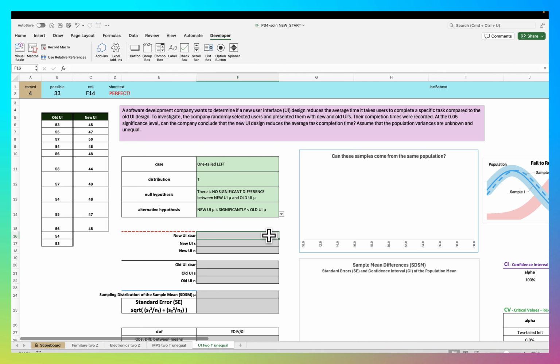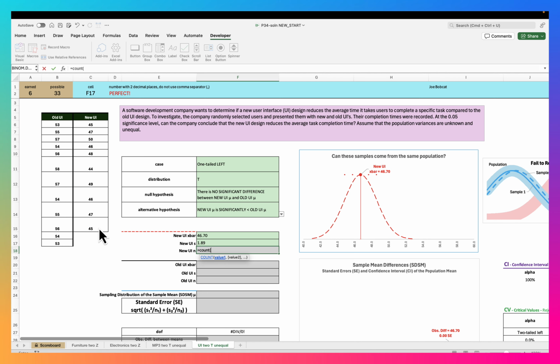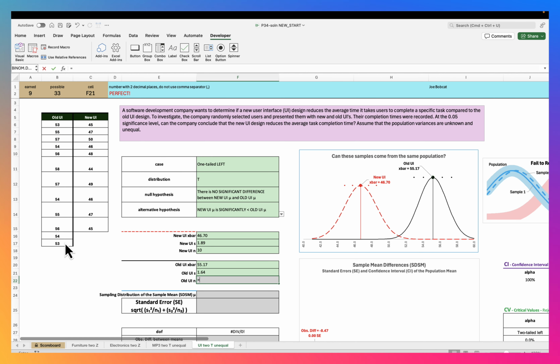Okay, so the new UI x bar equals average of these guys. The new UI standard deviation, dot s, of these guys, and the count of these guys. And for the old one, average, standard deviation dot s, and count.